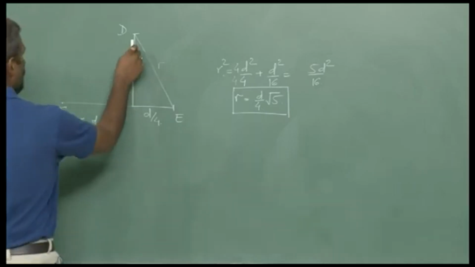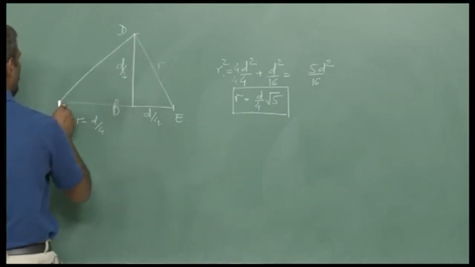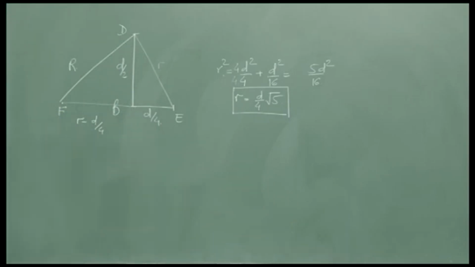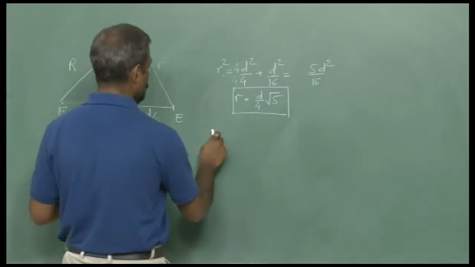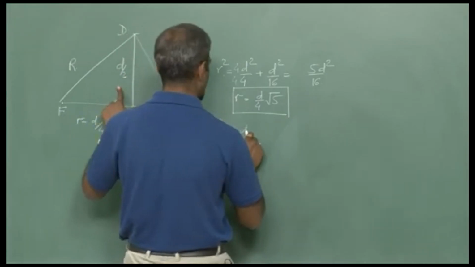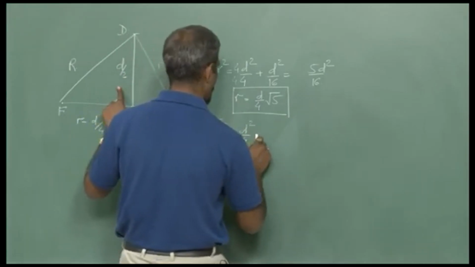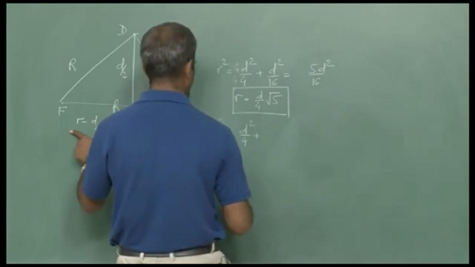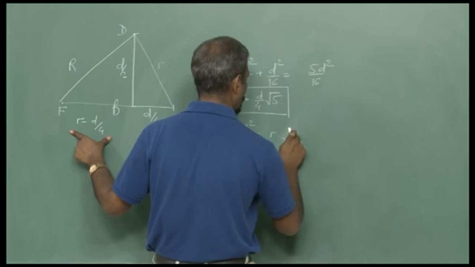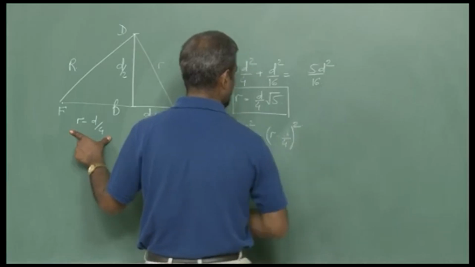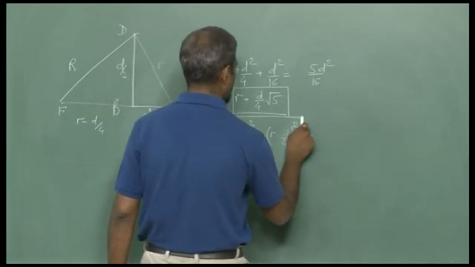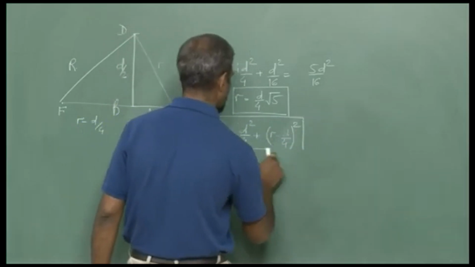And so this capital R here, DF, can also be determined using Pythagoras theorem. So capital R squared equals d squared over 4 plus r minus d over 4, the whole square. Now let's retain this thing in the squared form because we'll be needing that.